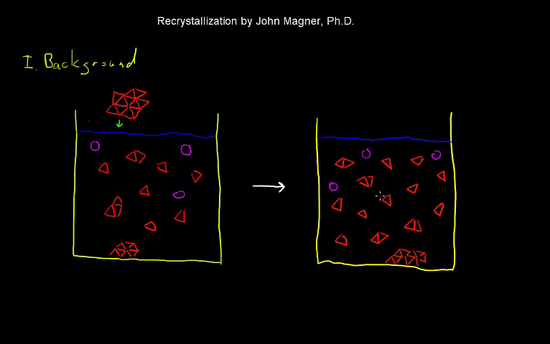Thus, we come to the whole point of recrystallization. This is a very common procedure, and in many cases a very effective procedure, for purifying organic substances. That's the point of recrystallization. That's essentially how it works. Impurity molecules are excluded as the crystals form out of the saturated solution.